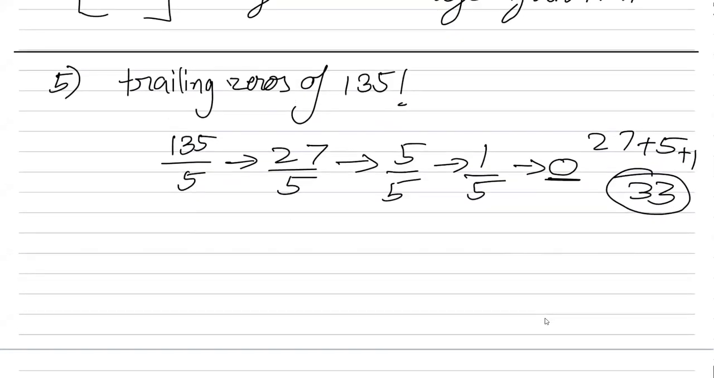Okay. So I'll just repeat what I said right now. 135 divided by 5 is 27. And then 27 divided by 5, I keep this 27 aside. Okay. And then divide by 5. So I get 5 again. Okay. 5 divided by 5. Again, I get a 1. So 27, 5 and 1. I add up to get 33. I hope that is clear.